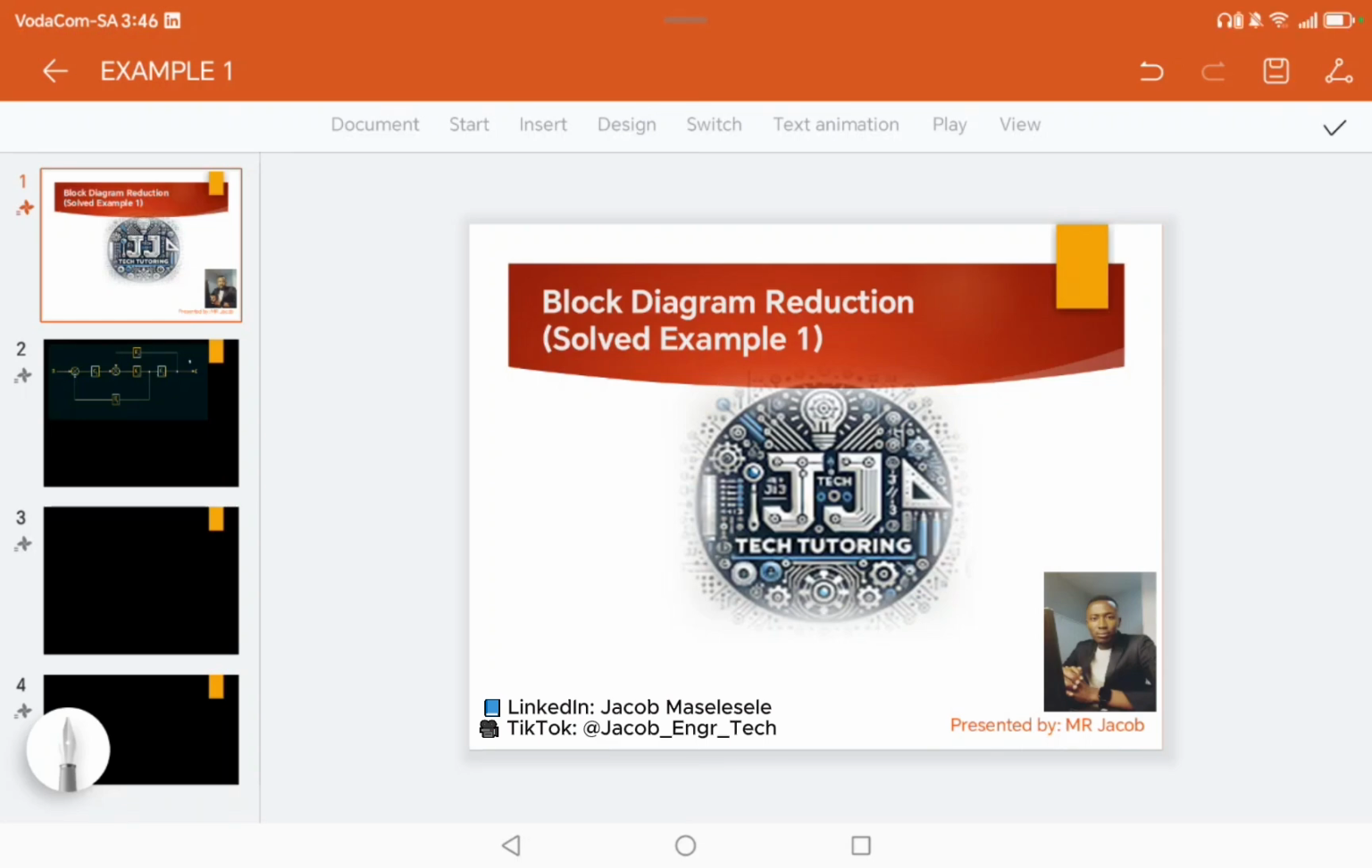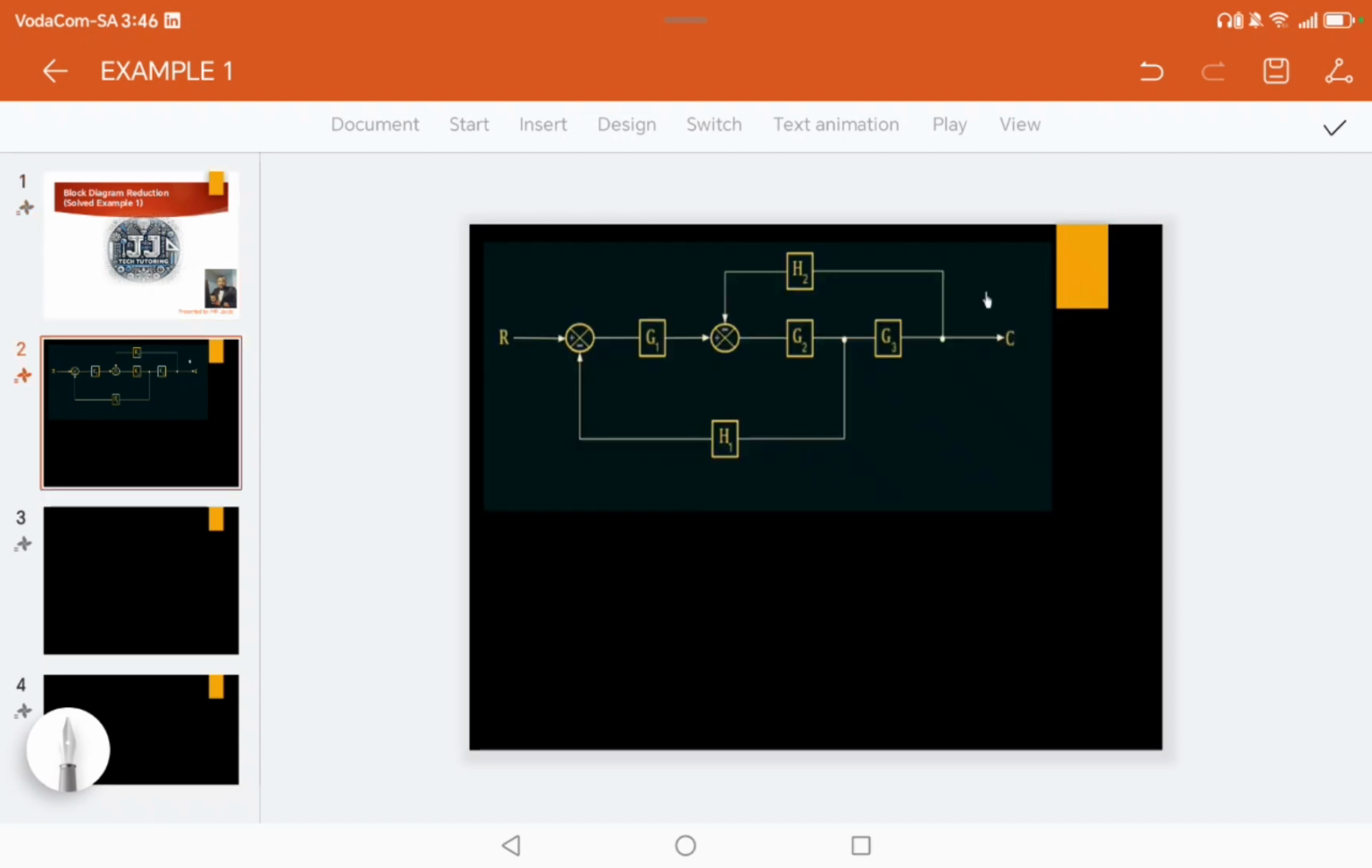In today's video, I'll be taking you through the example. This will be the first example of this tutorial series about control systems. This is the example that I'm going to take you through. The question can be: using the block diagram, you need to find the transfer function of the system. So we need to find C over R, the output transfer function.